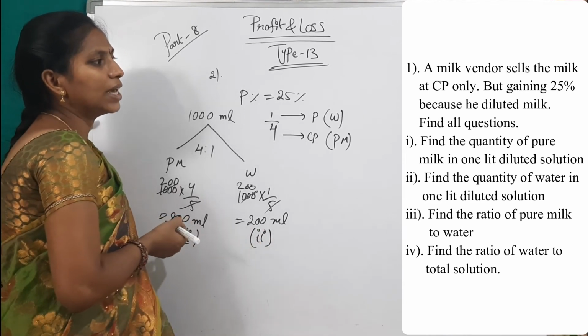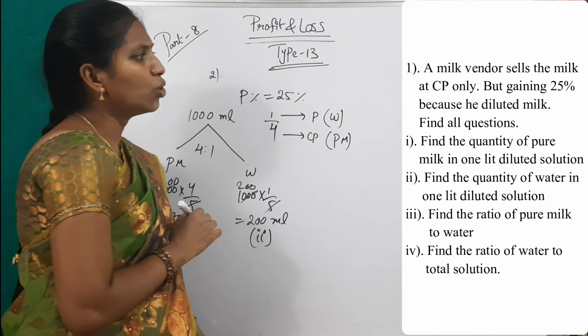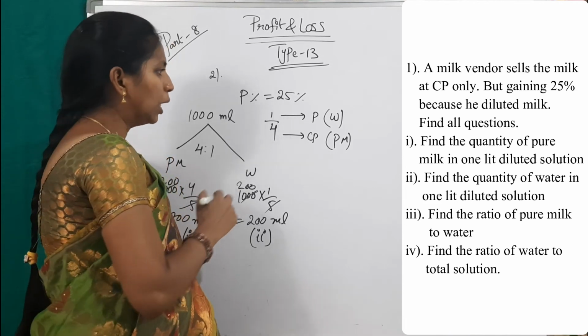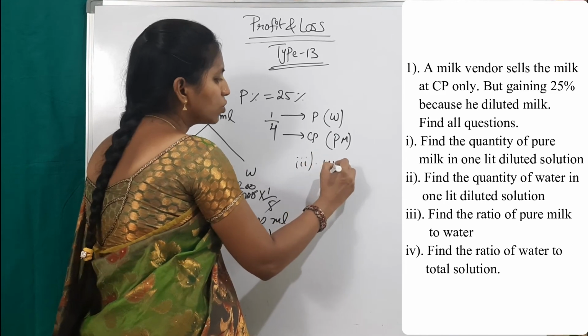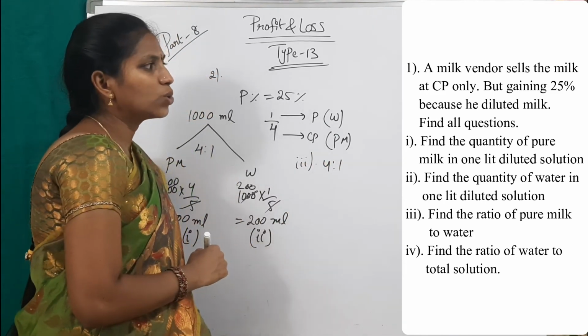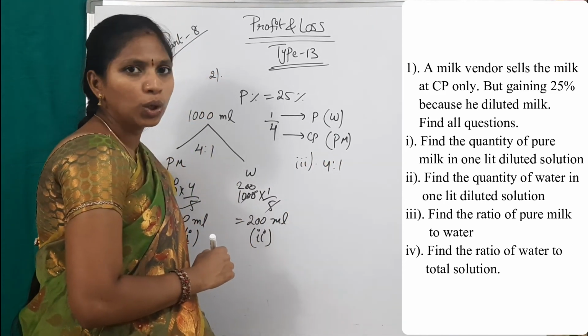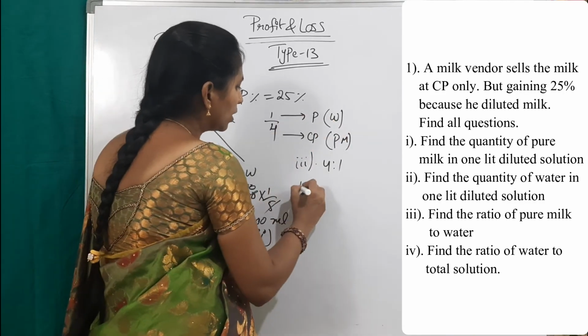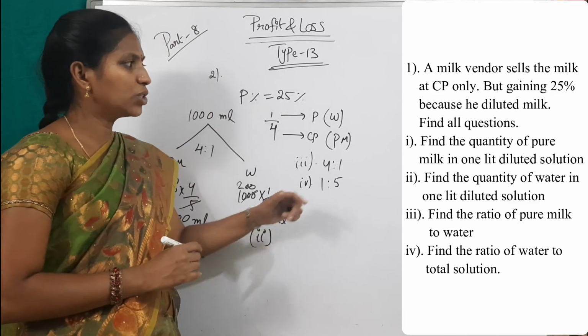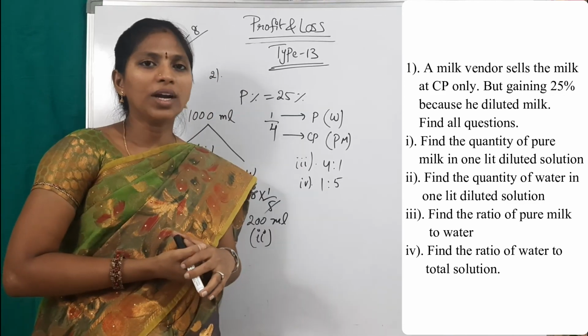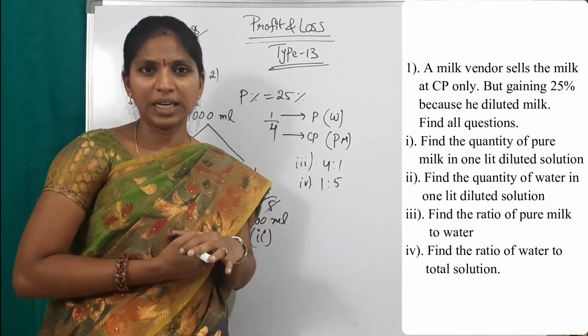And the third question is to find the ratio of pure milk to water. Pure milk to water means 4:1. And the last one is the ratio of water to total solution. Water is 1, total solution means 5. So 1:5. I hope you understand these two questions very clearly.